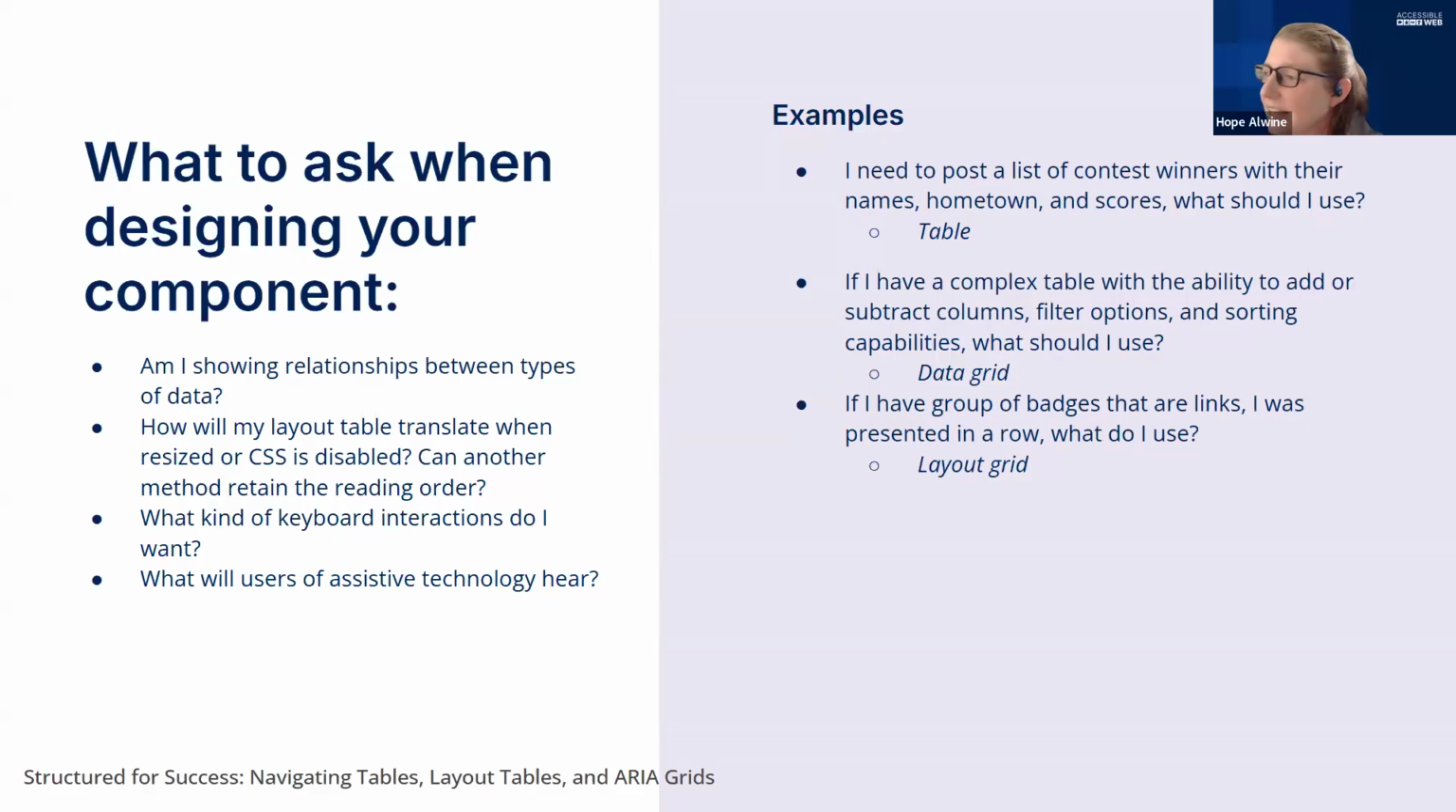All right, let's say you have a group of badges that are links. What would be the best option? You could use a layout grid because if those badges are links, that is definitely an interactive component. But at the same time, you could also use a layout table. So you just have to think about things like the reading order as well as what is being communicated to assistive technology.